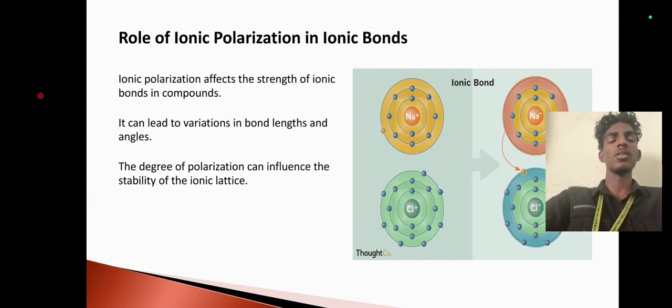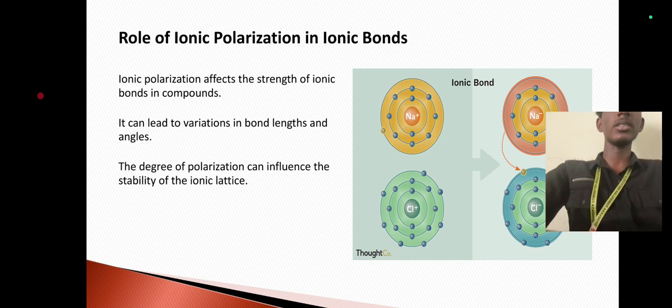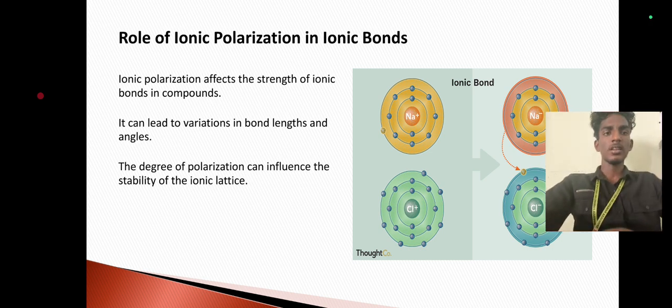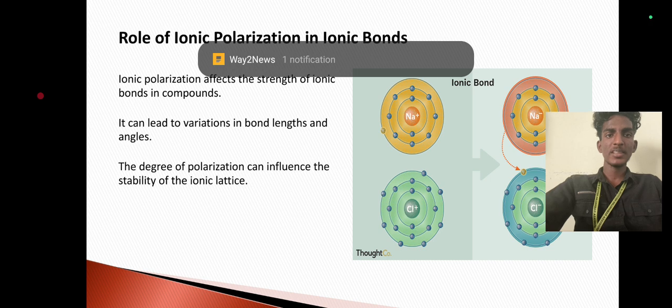Role of ionic polarization in ionic bonds. Ionic polarization affects the strength of ionic bonds in compounds. It can lead to variations in bond length and angles. The degree of polarization can influence the stability of the ionic lattice.